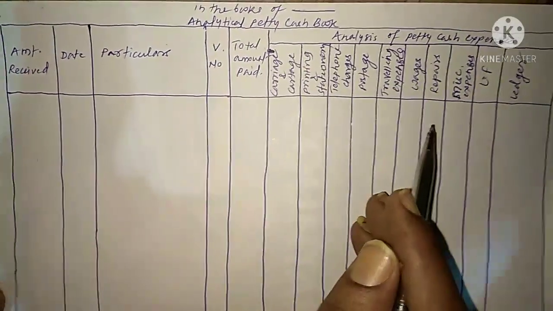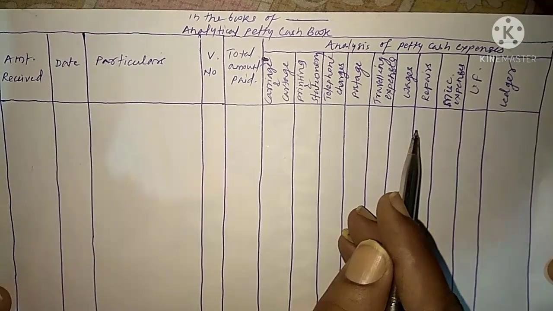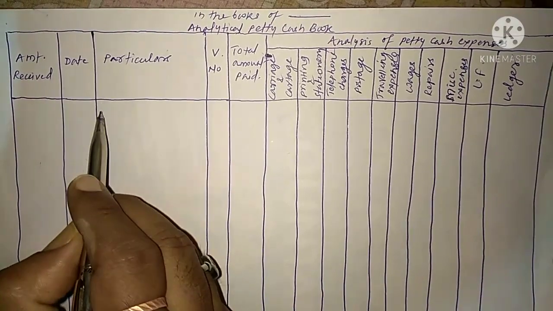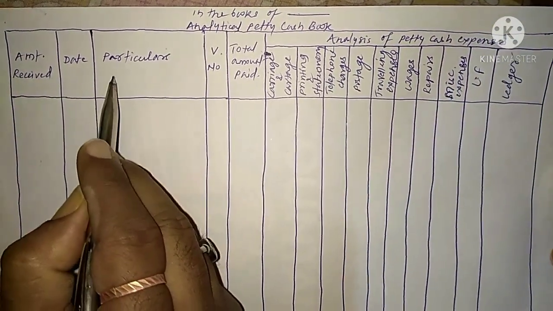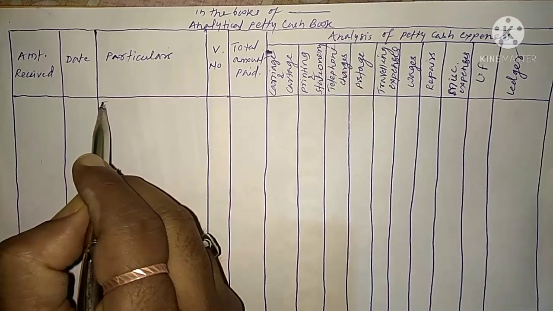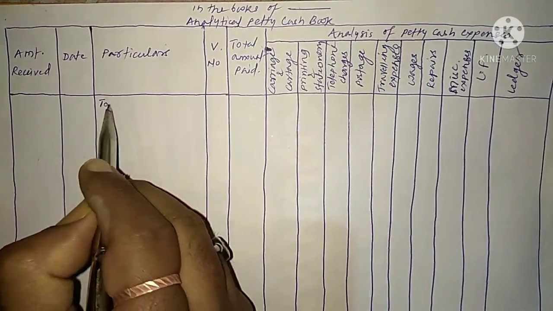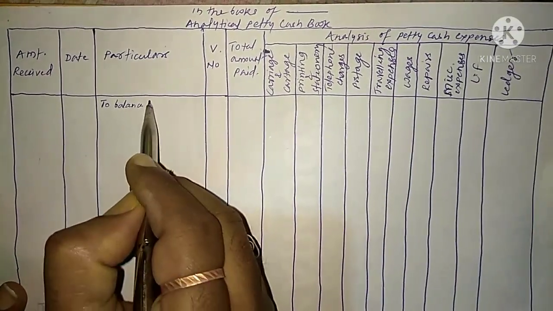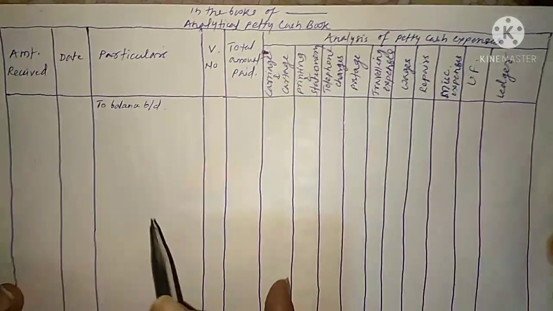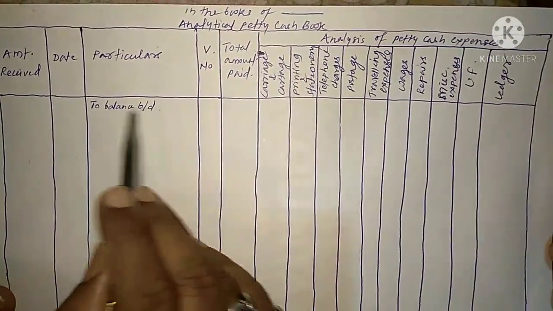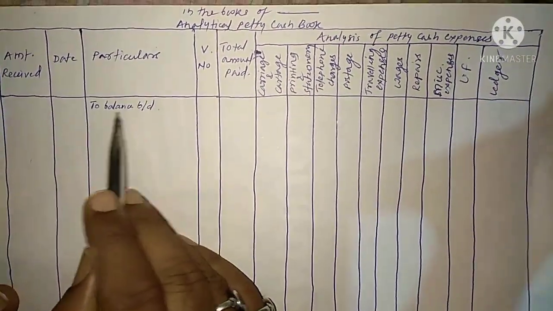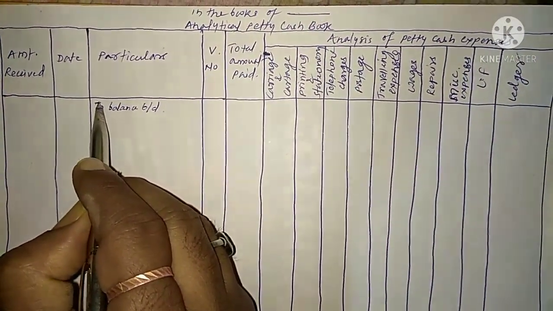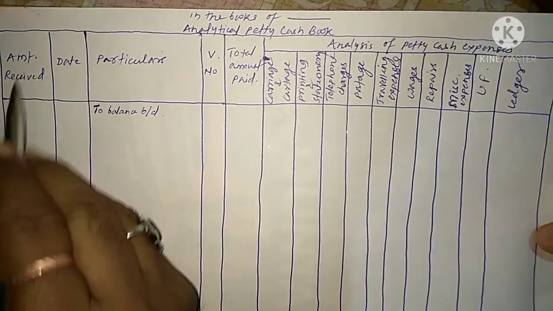So the first transaction that is given is the opening petty cashier balance. So for opening balance we write in particular to balance BD. And this is the receipt amount, opening amount is there. So for the opening amount, we are supposed to enter this 150 rupees to the amount received column.